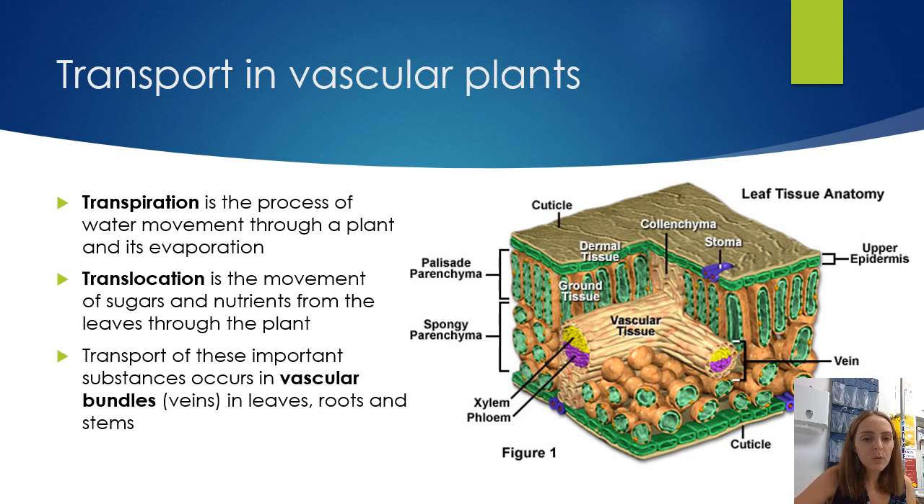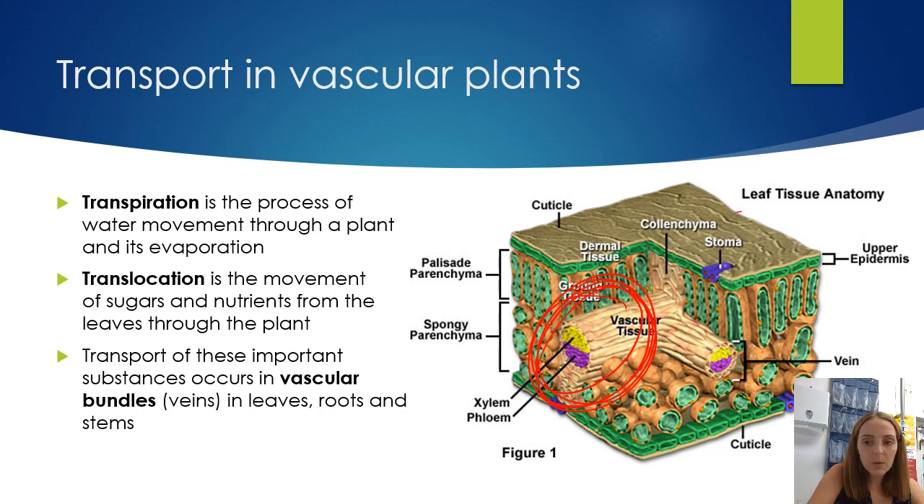Now the transport of these substances, whether water, sugars or nutrients, is going to occur in an area called the vascular bundles, otherwise known as a vein, which are our xylem and phloem, what we talked about before. So the vascular tissue there is grouped as a vascular bundle, which includes the xylem and phloem. And we find these in the leaf, the root, and the stem.